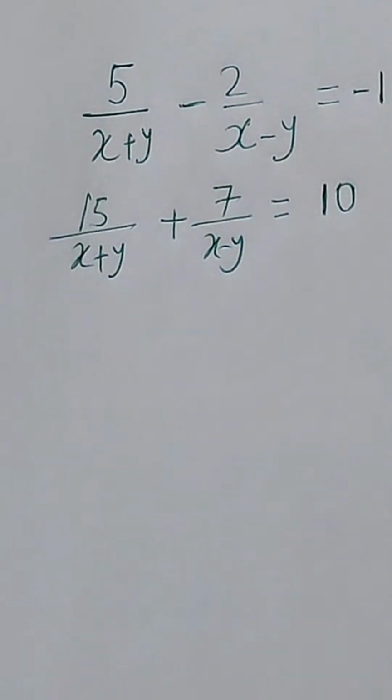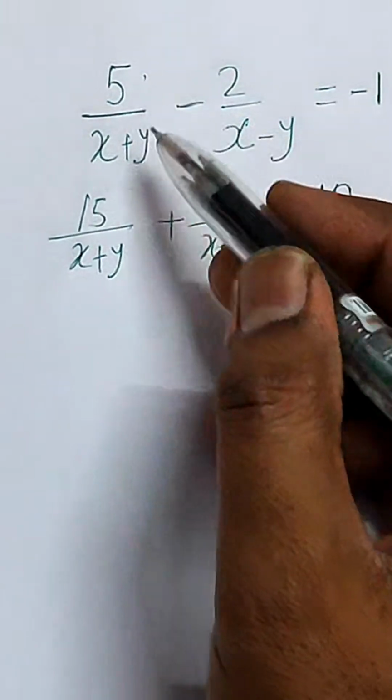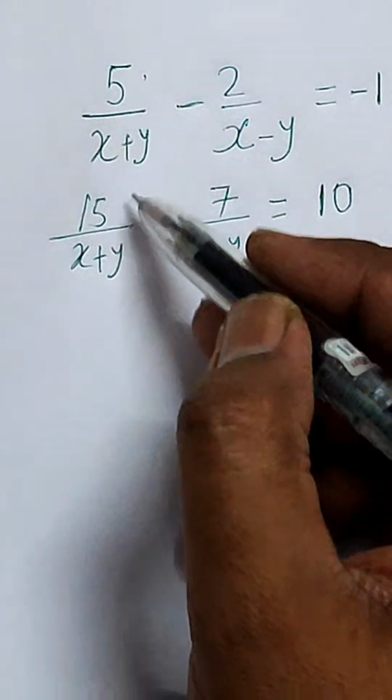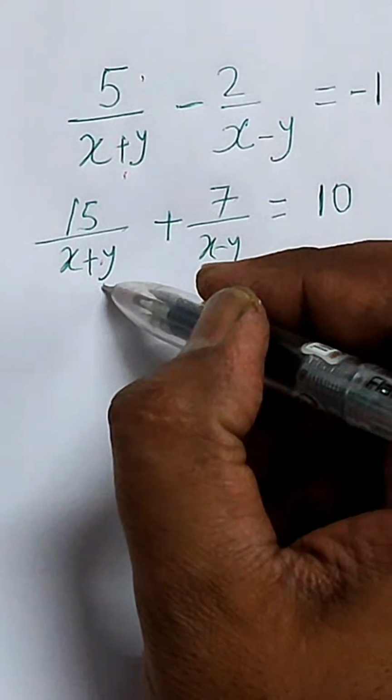Now let us solve it. So students, just see here, 1 by (x plus y) is common here, and 1 by (x minus y) is also common here in the first term.